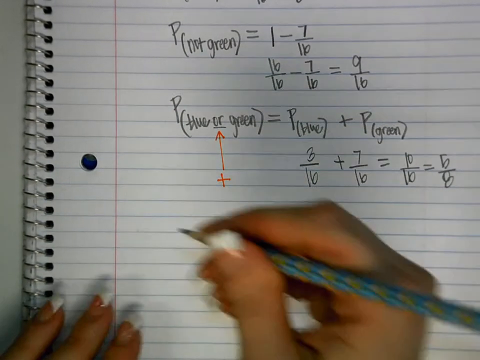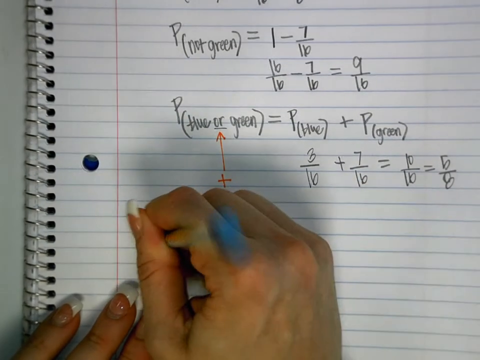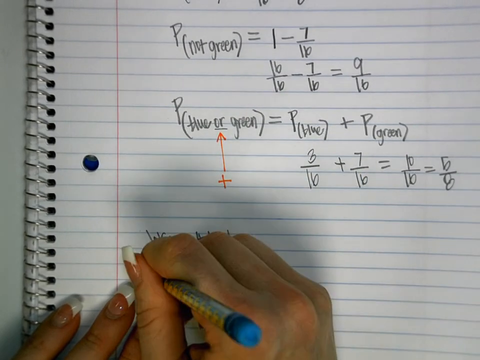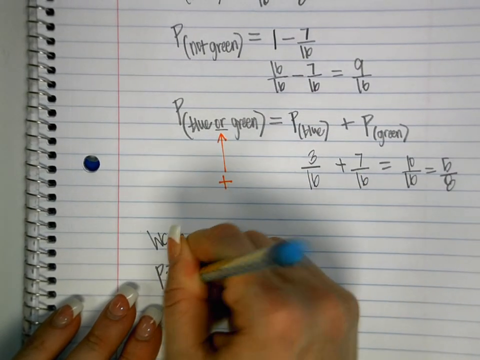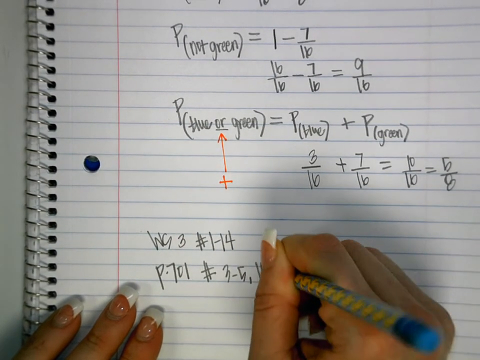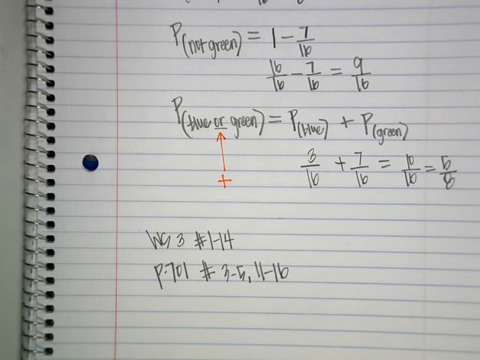Your homework for this is going to be, you're going to do worksheet 3, numbers 1 through 14. You are also doing page 701 in your book, numbers 3 through 5, and 11 through 16. So worksheet 3, numbers 1 through 14, in your green book, and page 701, numbers 3 through 5, and 11 through 16.